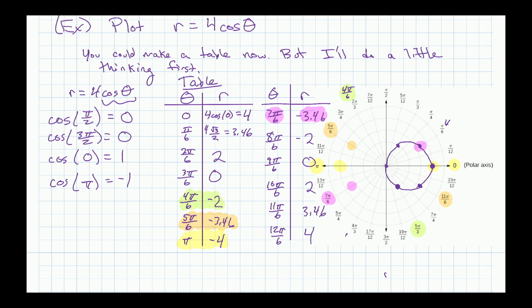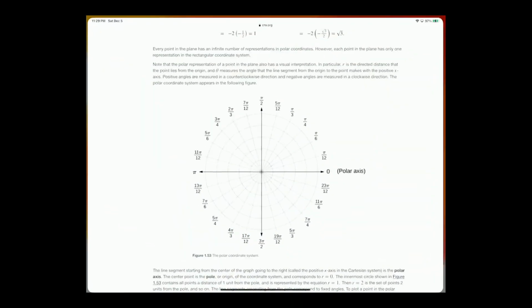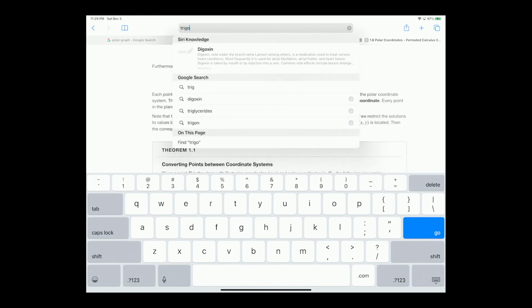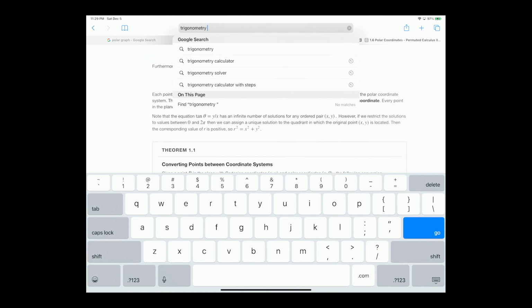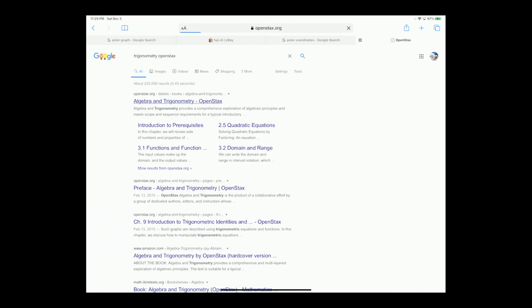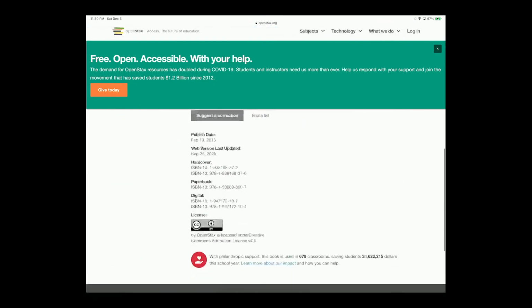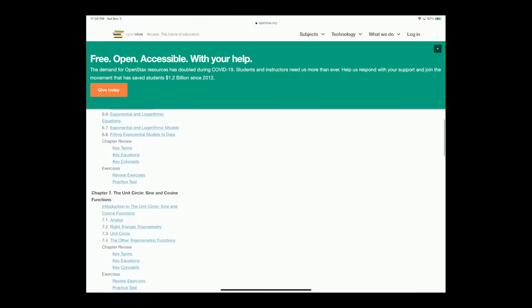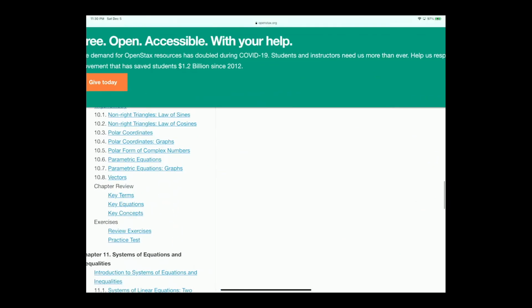All right, now what I want to do is grab these pictures for you. So let's go to your book. Trigonometry. I don't know why I don't have it up right now. We use OpenStack. Get it here. Table of contents. 10.4. I just want to steal a particular image. That's what we're doing here.